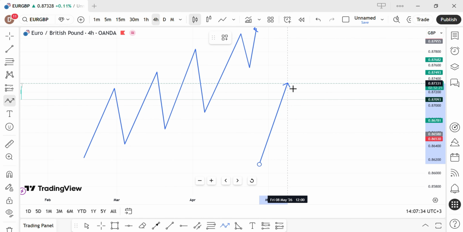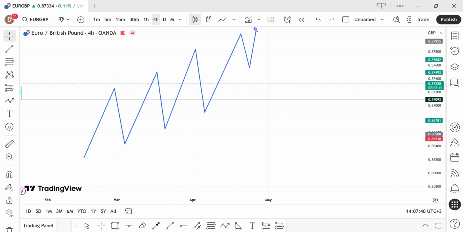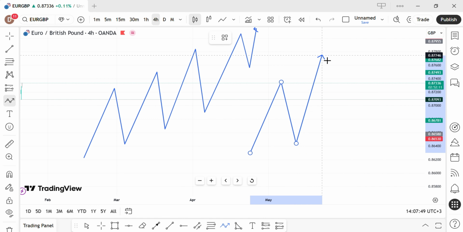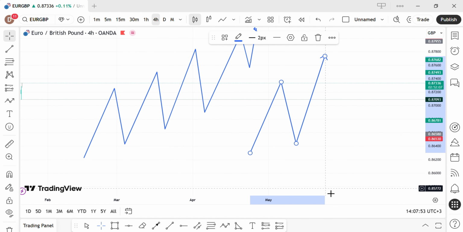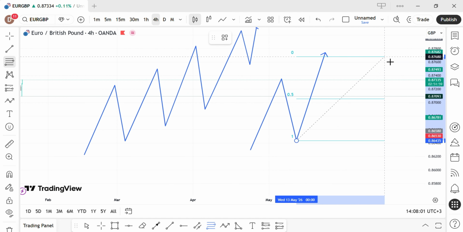Okay, so the point I was making is, when you see a leg like this created, and then the market retests down here, and then it creates a new leg like that, you can use your Fibonacci to draw the whole of this leg to where it ended. This is where it ended.